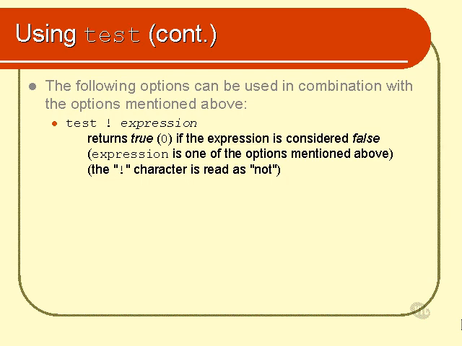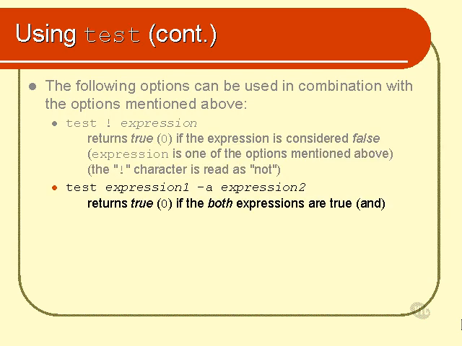We can also test to see whether two expressions are both true using the -a option. -a is short for AND. You can read this as saying test to see if expression 1 is true and expression 2 is true. Now I'll give you a little demonstration of that as well.